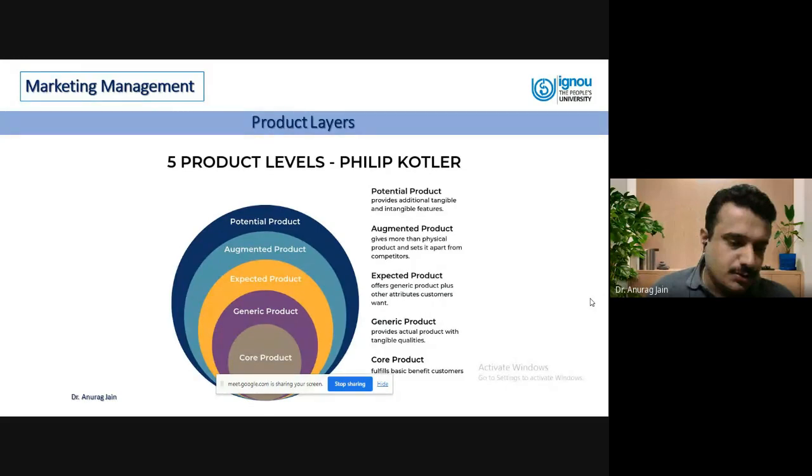It means there are some expectations which can be fulfilled by your product. The other layer is the augmented product, which gives more than the physical product and sets it apart from the competitors.